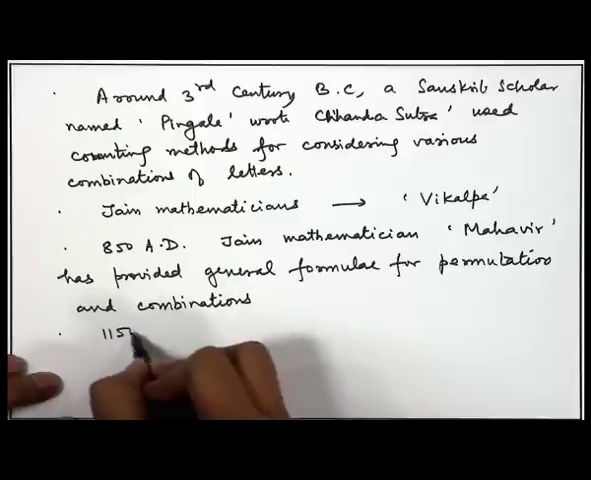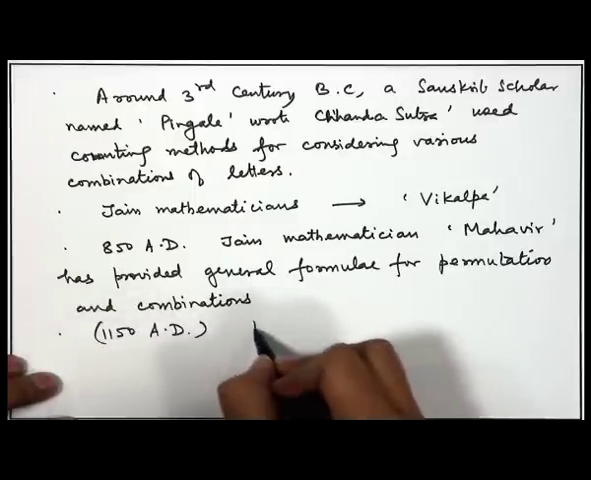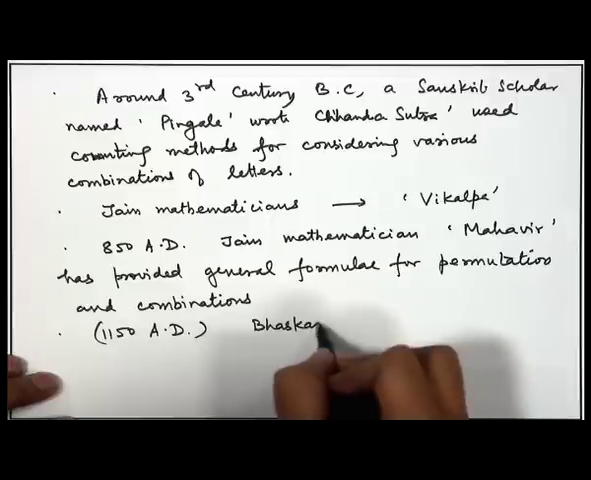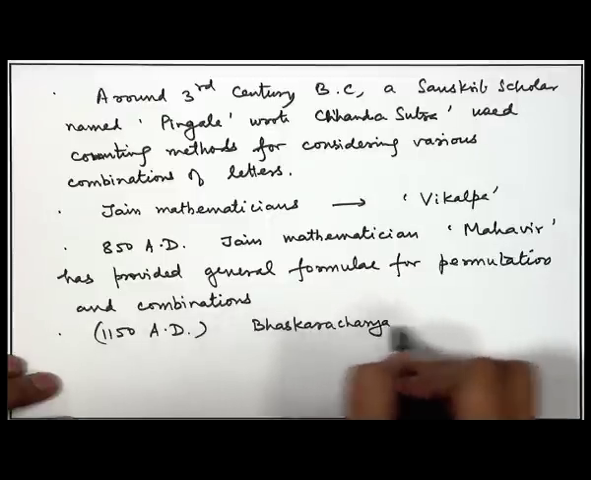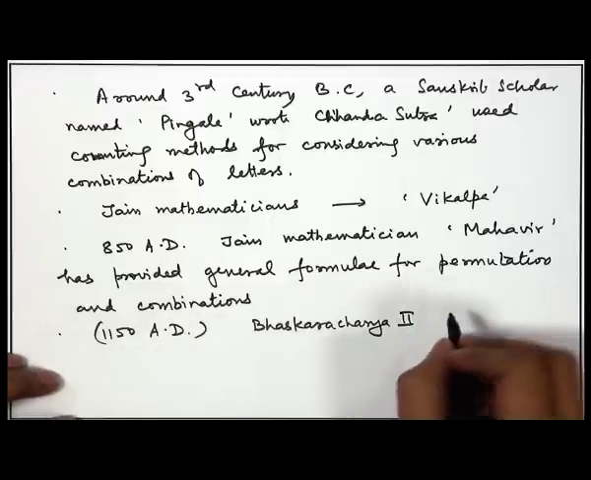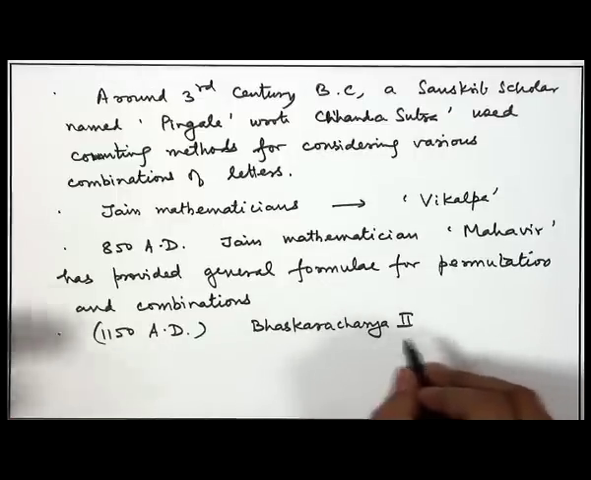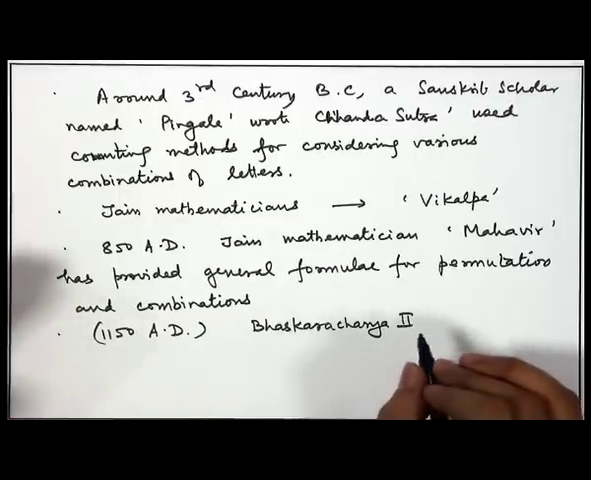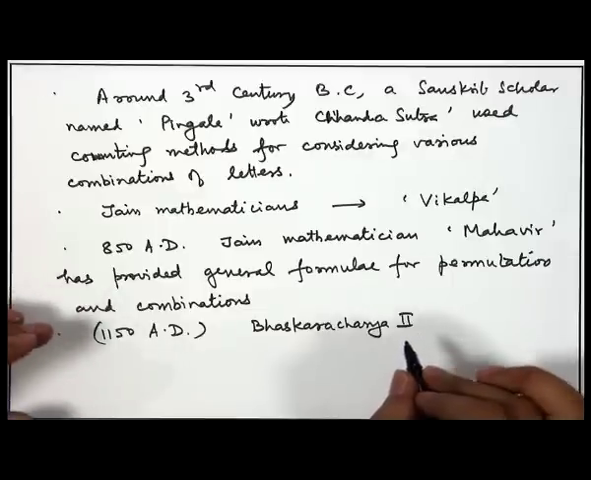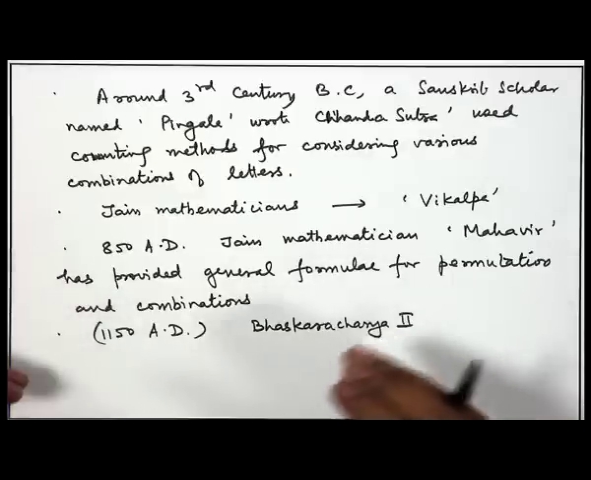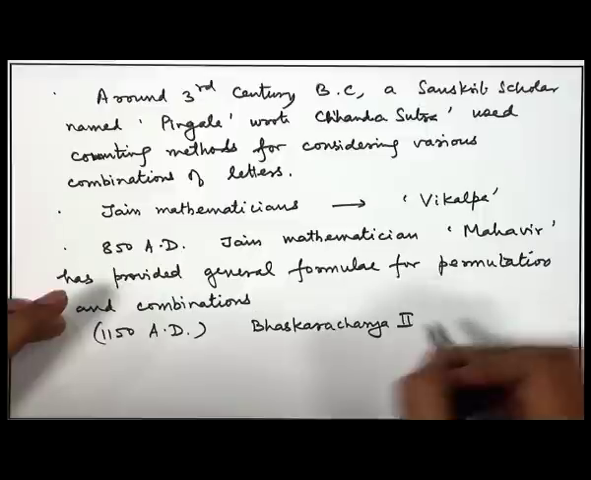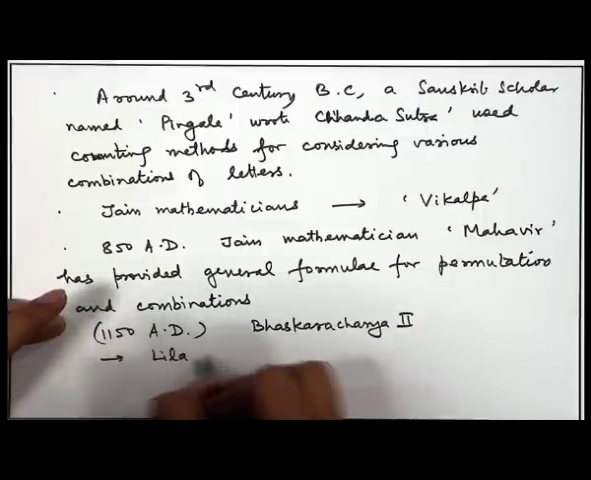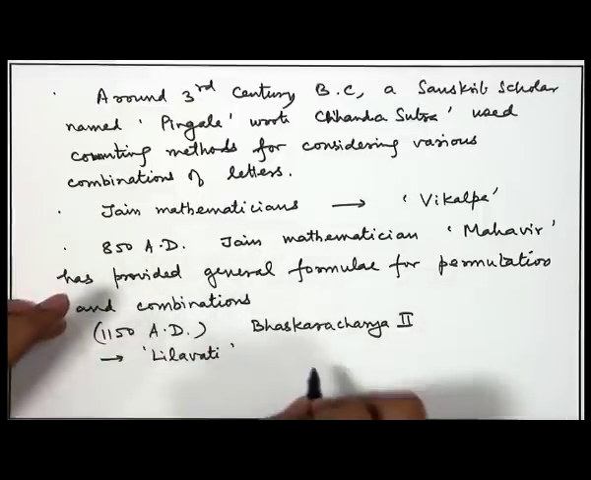Around 1150 AD, mathematician Bhaskaracharya II. So, in fact, Bhaskaracharya II is well known as one of the most important ancient Indian mathematicians. It is credited that he actually compiled all the results known till that time and also added large number of his own results. So, he also, in his book that is famous book called Leelavati, which was named after his daughter.